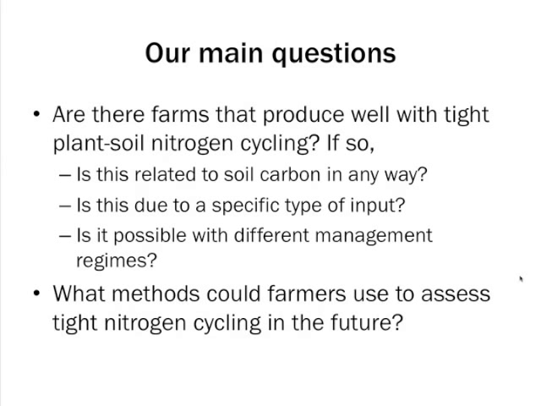And our main questions today are, first, are there farms that produce well with tight plant-soil nitrogen cycling? And if so, is this related to soil carbon in any way? Or is it due to a specific type of input? Or is it possible with different management regimes? And then secondly, what methods could farmers use to assess tight nitrogen cycling in the future?